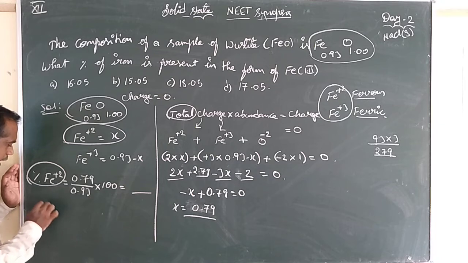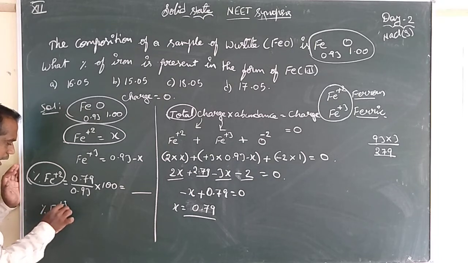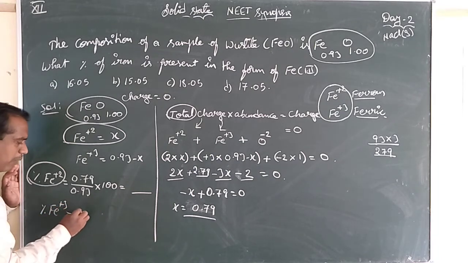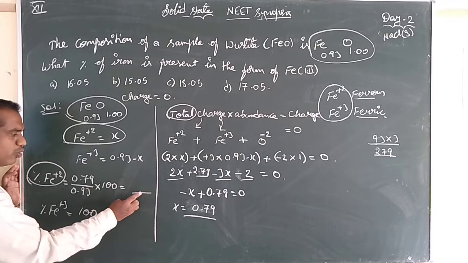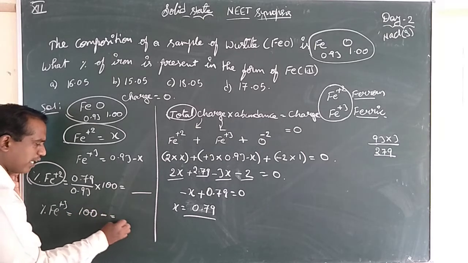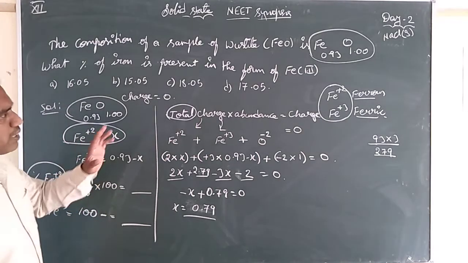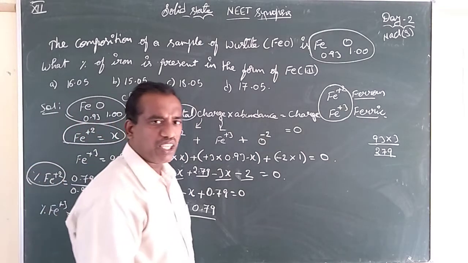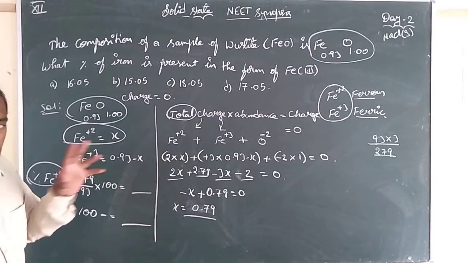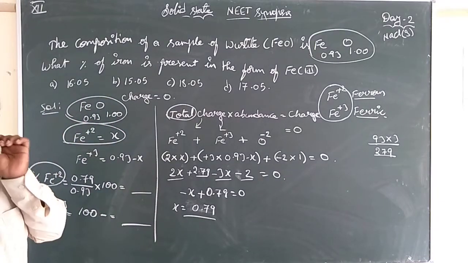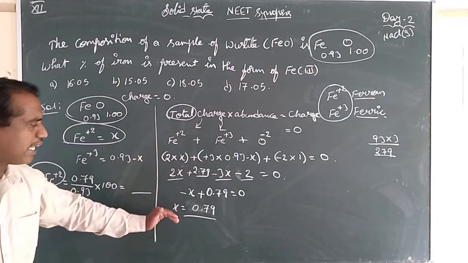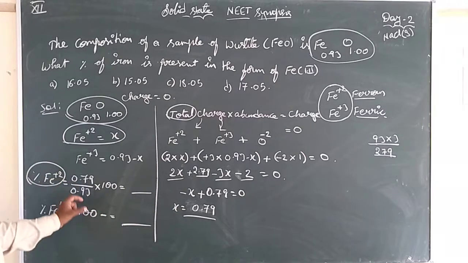So in order to get the percentage of the Fe plus 3, percentage is out of 100. You subtract this value, then you will be getting some value that will be equal to the percentage of the Fe plus 3. So first of all you need to find out the percentage of the Fe plus 2, which will help you to get the percentage of the Fe plus 3.